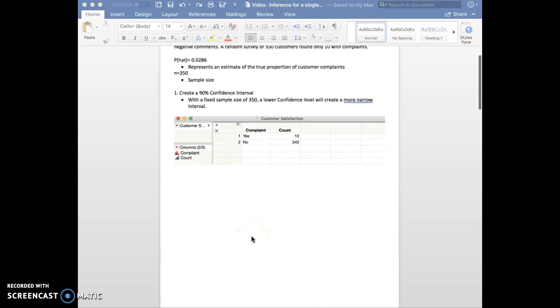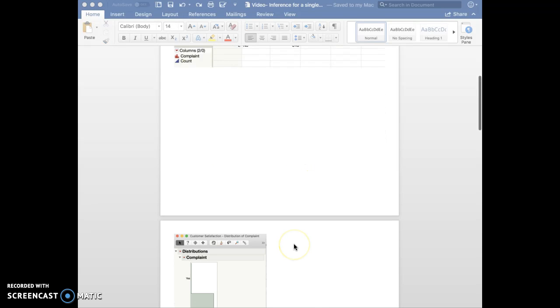So first of all, we're going to create a 90% confidence interval. So here I have inserted my JMP data table with a complaint column and its corresponding categories, whether the customer did complain or didn't complain. So here we have 10 customers that did complain and 340 who did not complain.